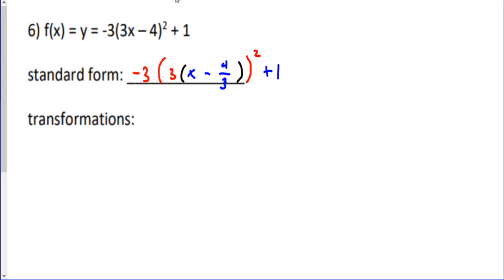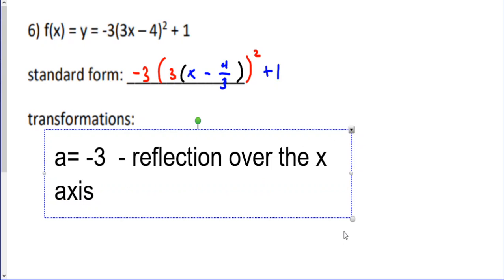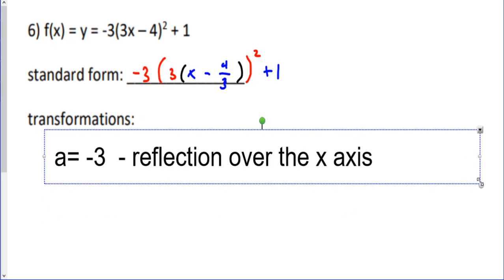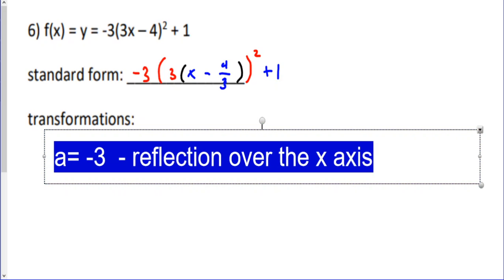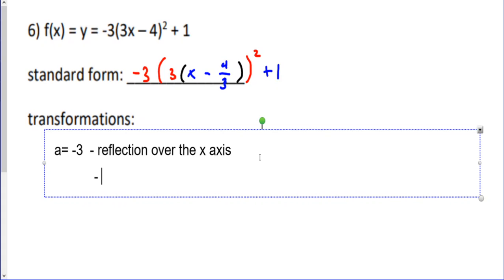And then the transformations, just for the sake of time, I'm going to type them instead of writing them all out. Okay, I can type better than I can write. So I'm going to have an a value, which is equal to -3, and that's going to cause the following things to happen. We're going to end up with a reflection over the x-axis, and we're also going to end up with a vertical stretch by a factor of 3. So that's my two A transformations.